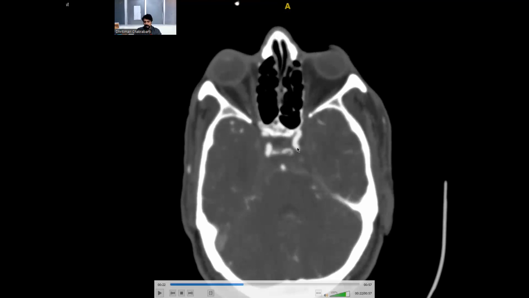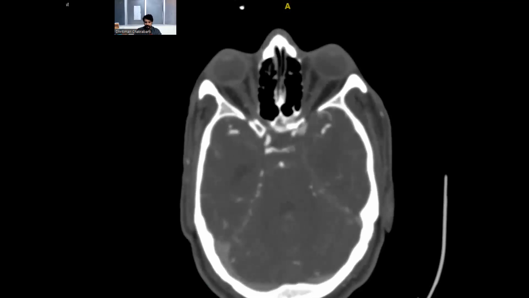Okay, can you see this? It is going anteriorly, it will make a loop and then come back in the superior cuts. Okay, are you able to see this? Let's just see this again.